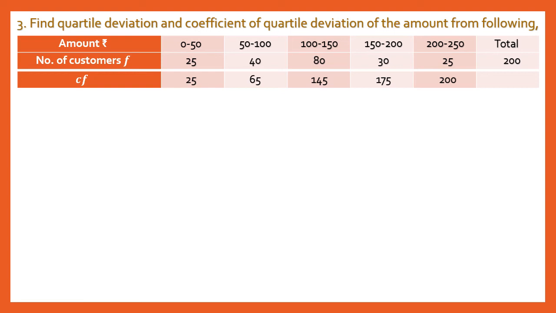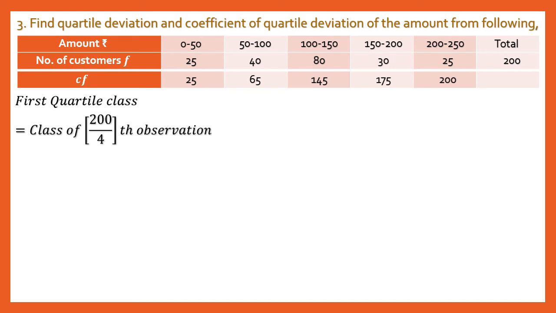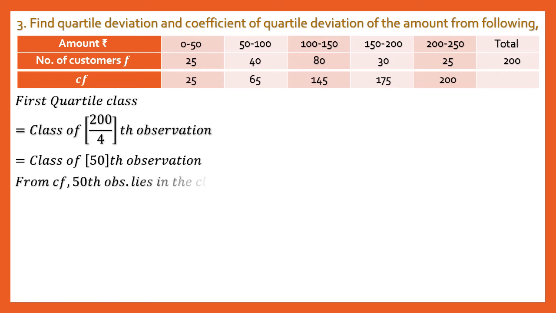So this is going to be a little bit longer equation than the previous two sums. We have to start with the first quartile class here. Because this is a continuous distribution, we don't add 1, so it is just a class of 200 upon 4th observation, that would be 50th observation here. And from the CF you can see that 50th observation falls under the CF 65, and 65 CF is in the class of 50 to 100. So from CF 50th observation lies in the class 50 to 100.